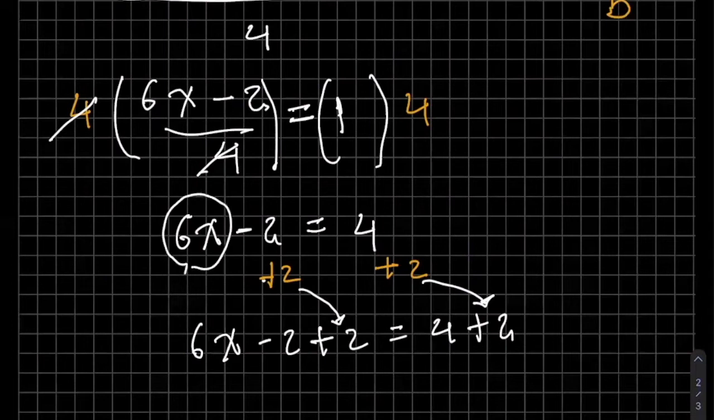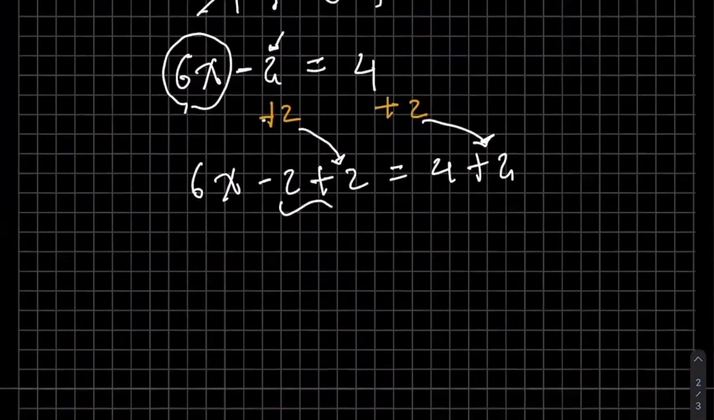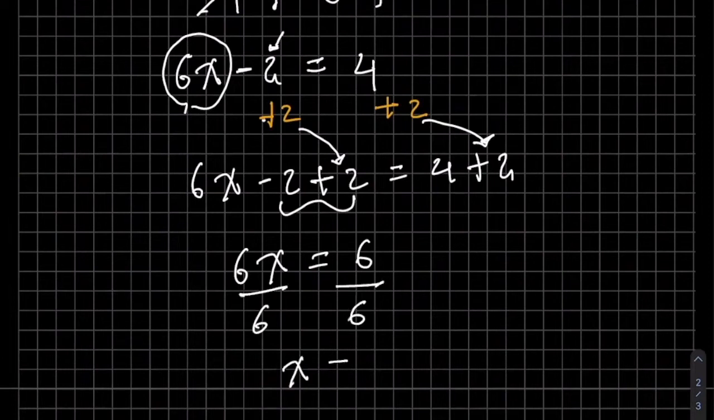And how do we isolate it? By removing this number. We add the same number but opposite sign. So we have negative 2 in here, then we add positive 2 to both sides. Then this will become 0. Then we have 6x is equal to 6. We divide both sides by the coefficient of x, which is 6 divided by 6. Then we have x is equal to 1.